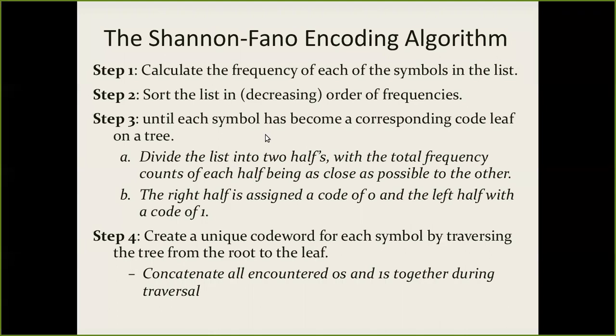Then, until each symbol appears at a leaf node, it proceeds. In the previous case, in Huffman, we were trying to merge. But in this case, we are trying to split, because all the symbols appear within the root. And every time we are splitting them into two. When we are splitting them into two, we have to make sure that the symbols which appear on the left side and on the right side have frequencies near to each other.